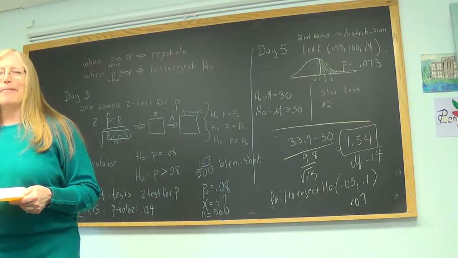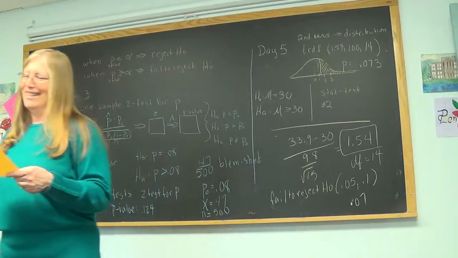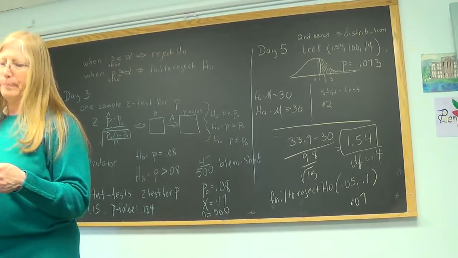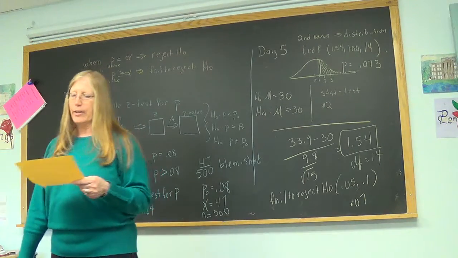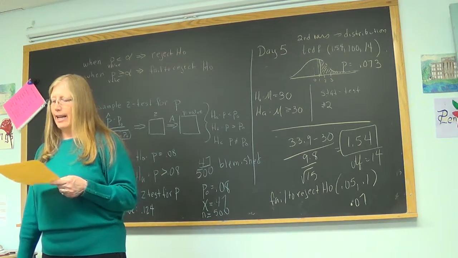Why do I say that? Because N is greater than 30. We don't have to check anything. All right, Andrew, what's the degrees of freedom? It's 36. All right, so 36 is not good for our chart because our chart doesn't have a 36.